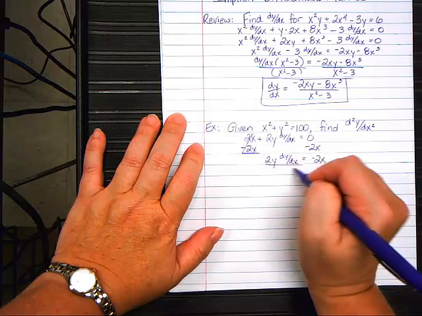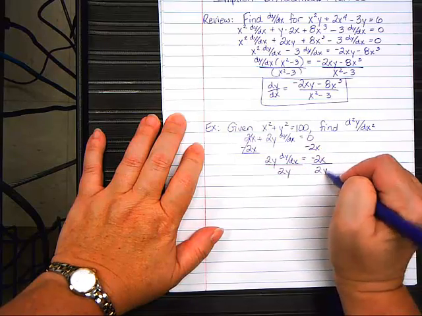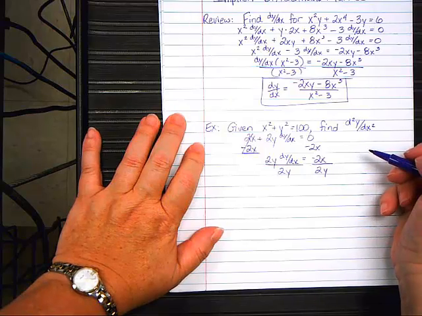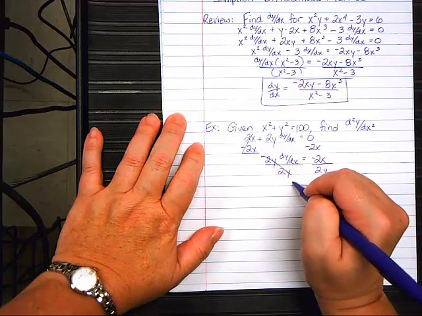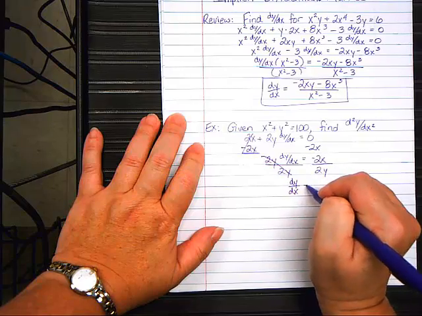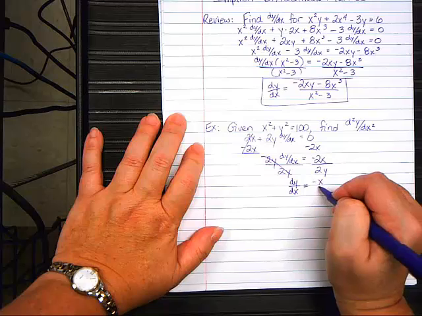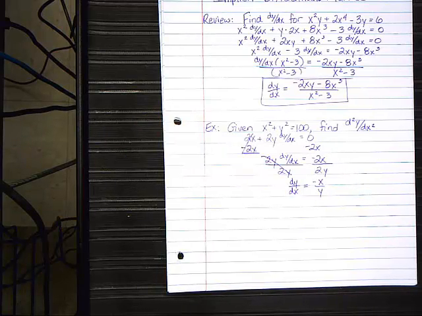And divide by the 2y. Now, because we're going to have to take the derivative again, we want to clean this up as much as possible at this point. So dy dx equals, how can I clean that? Negative x divided by y. Agreed. That's the first derivative.